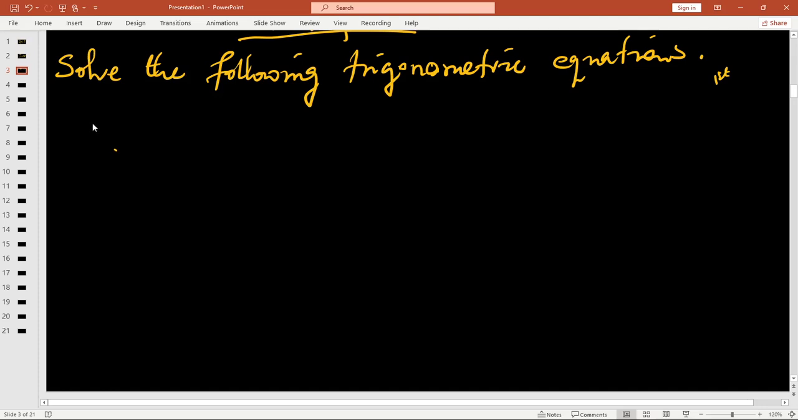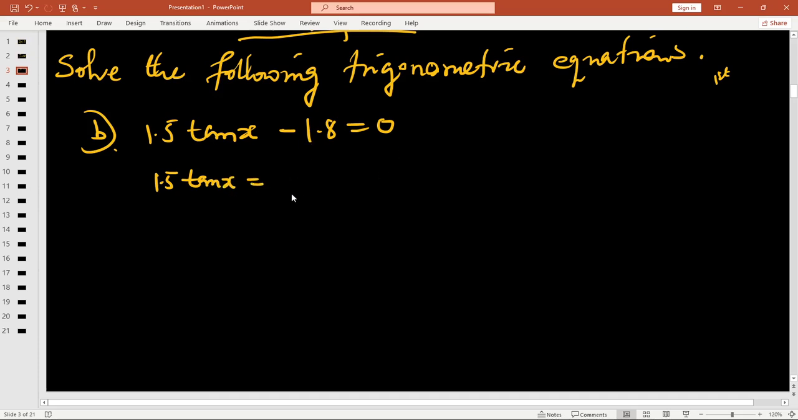Which is the second example there. So B here we have 1.5 tan x minus 1.8 equal to 0. Here we're looking at a tangent function, so we simply do what we did with the previous example. So we have 1.5 tan x equal to, when you take this 1.8 to the other side, we're going to have positive 1.8. Then we divide by 1.5 on both sides.